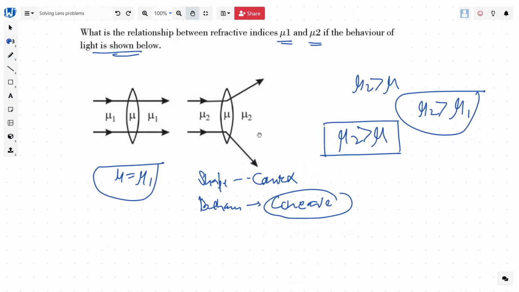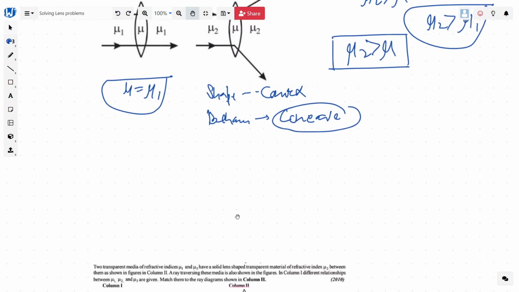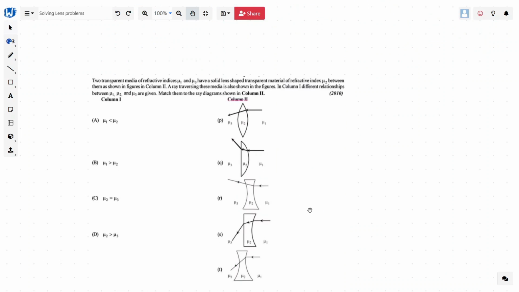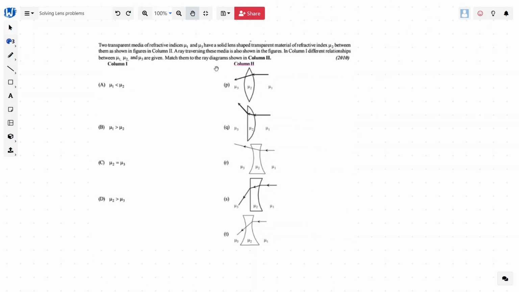So very simply, you can find the relationship between these refractive indices if you just pay attention to the lens maker formula and how the refractive index of the lens and its relation to the environment it is in matters a lot, right? So now let's look at another problem from JEE 2010, right?